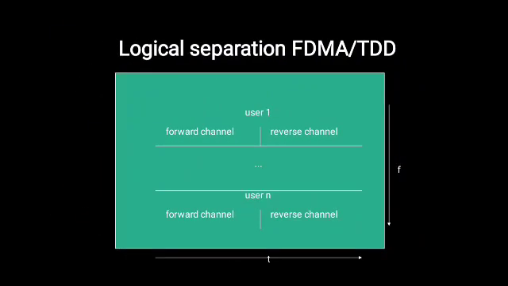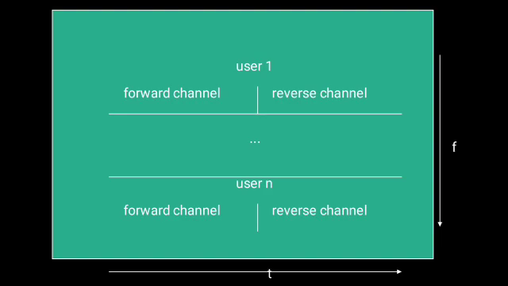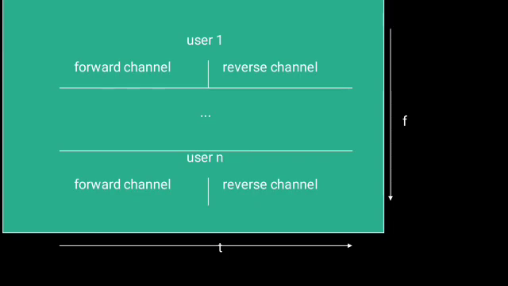Next we are going to the logical separation for FDMA TDD. Here we divide each user by their frequency. Each user is allotted a frequency, but for transmission and reception they do not use separate frequencies. Instead, they use a separate time slot for transmission and a separate time slot for reception. So they have FDMA with TDD duplexing.